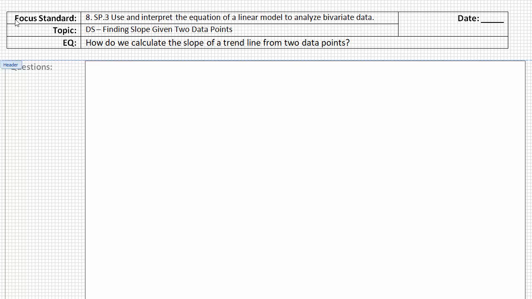For today's lesson, our focus standard comes from Grade 8, Statistics and Probability, Standard 3, Use and Interpret the Equation of a Linear Model to Analyze Bivariate Data. Our topic for this lesson comes from Data and Statistics, Finding Slope given 2 data points. Our essential question is, how do we calculate the slope of a trend line from 2 data points?